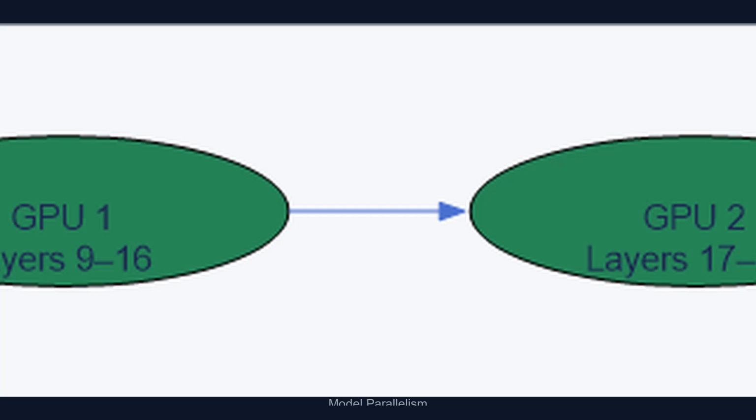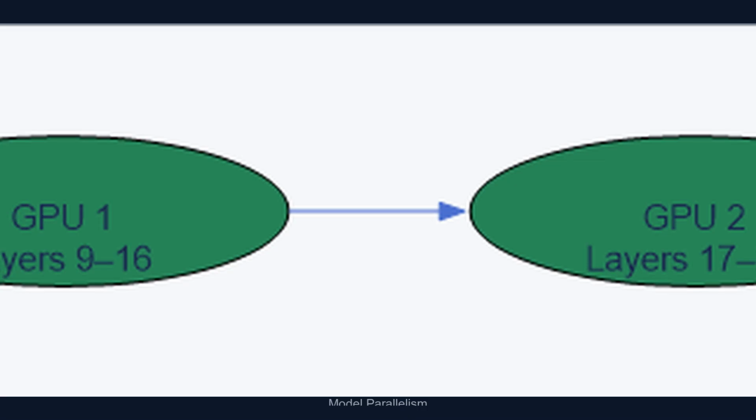Model parallelism takes a fundamentally different approach than data parallelism. Rather than giving each GPU a full copy of the model, you split the model itself across GPUs by layer. In this 4 GPU example, GPU 0 handles layers 1 through 8, GPU 1 takes layers 9 through 16, GPU 2 runs layers 17 through 24, and GPU 3 executes the final layers 25 through 32 to produce the output logits. The data flows sequentially through the GPUs.